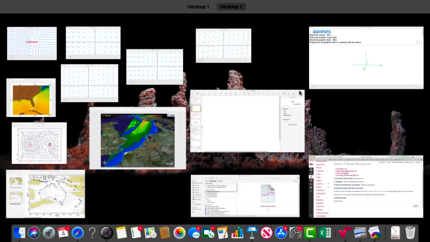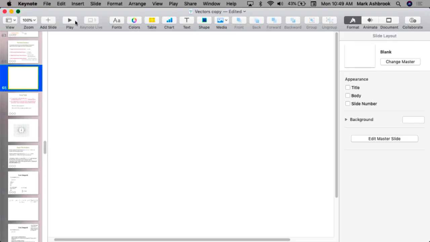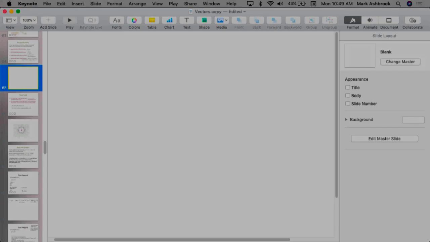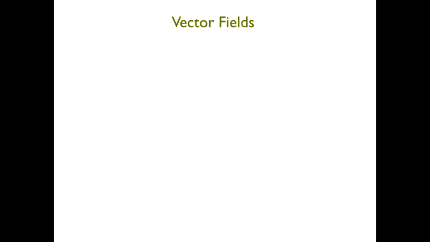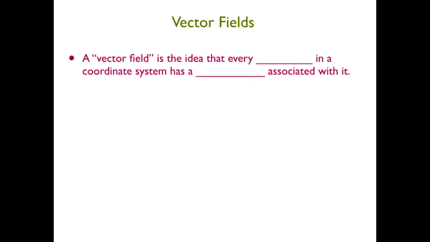Okay, let's get started. So we were talking about vector fields. We introduced vector fields last week, so let's just review the idea. A vector field is the idea that every what in a coordinate system has a what associated with it. So a vector field is a mapping from what to what. So where's my pen? My pen is gone. Where's my pen?